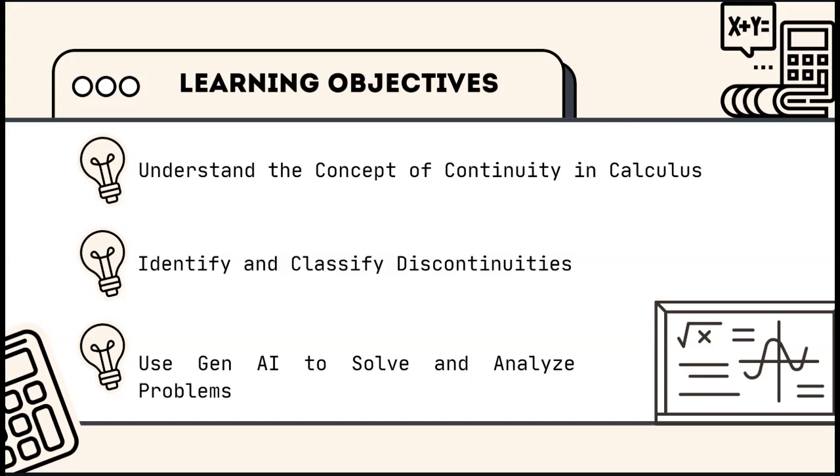We have three different main types: removable, jump, and infinite. And for the last objective, use Gen AI to solve and analyze problems. Show how AI can solve limits that help determine continuity, explain piecewise functions and where to check continuity, and simulate classroom dialogue or Socratic questioning to encourage our critical thinking.